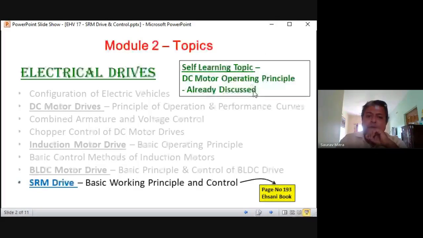And the self-learning topic, this is the last topic in module 2, which is DC motor operation and all. We have already done DC motor principle of operation. We have seen a video and how to control a DC motor. We have used chopper control. So all the things related to the self-learning topic are already done. So today's topic will be SRM drive. I think almost 30 people have joined, so we can start directly with the topic now.